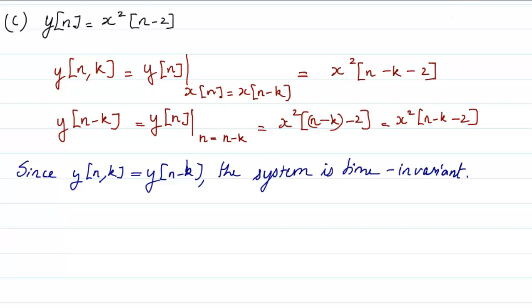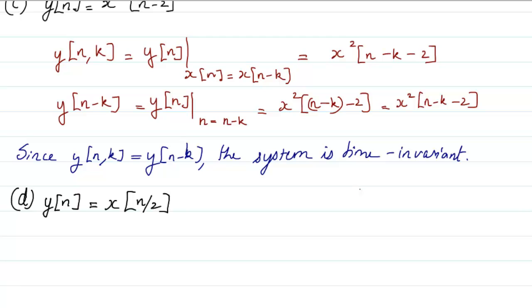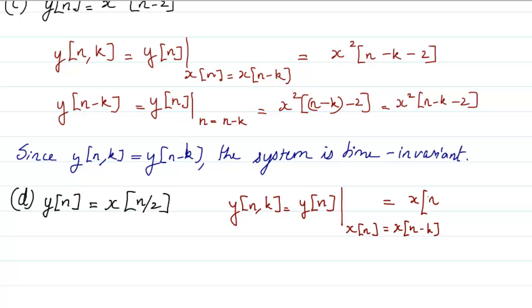Let us look at another problem. Next, let us look into problem D. y of n is equal to x of n by 2. As we have done previously, first we will find y of n comma k, which we know is to find y of n when the input is x of n delayed, so n minus k. So all that happens is we get x of n by 2 minus k.